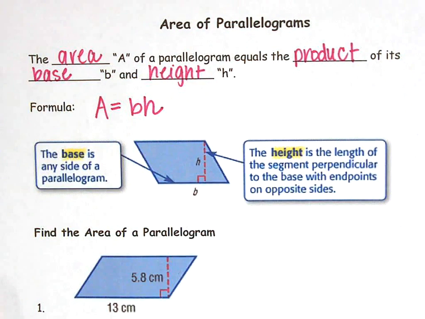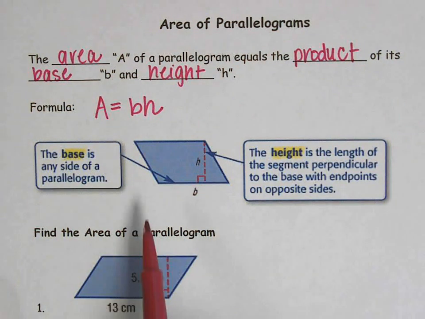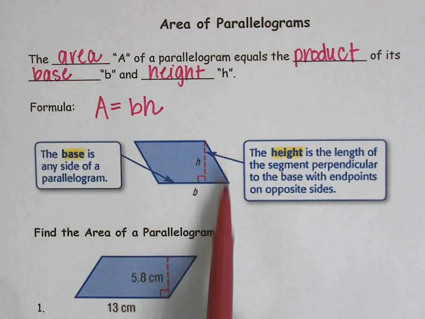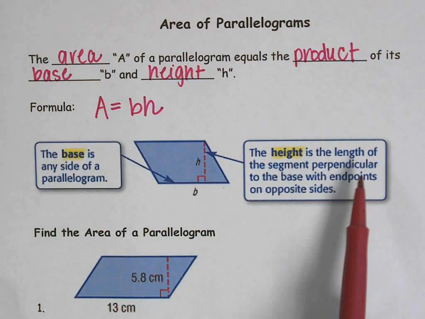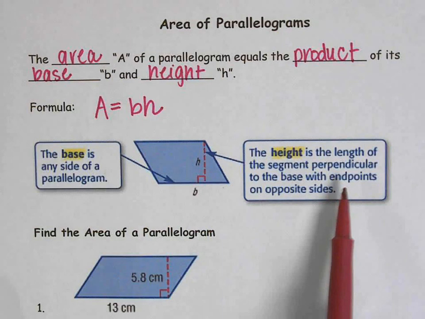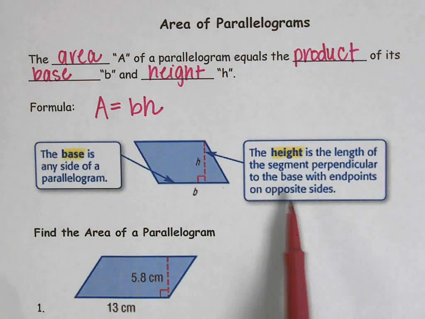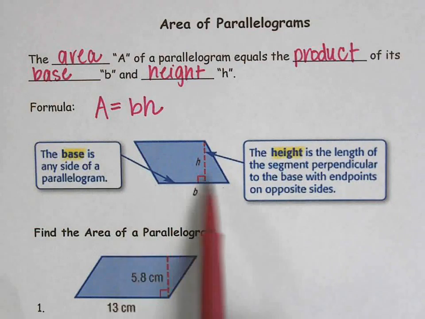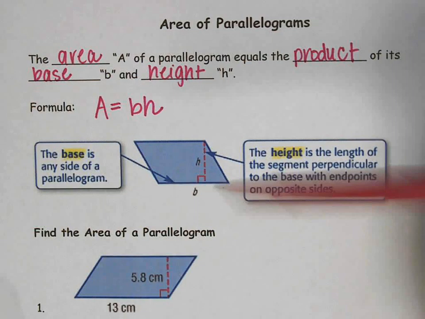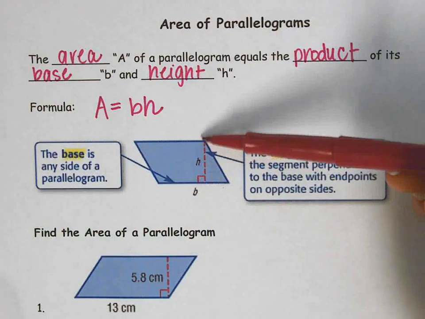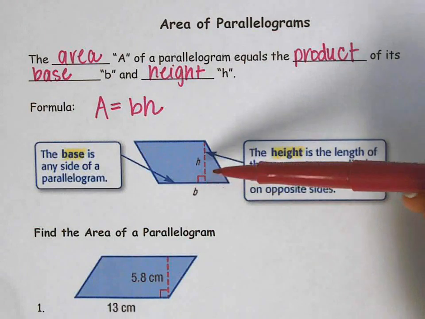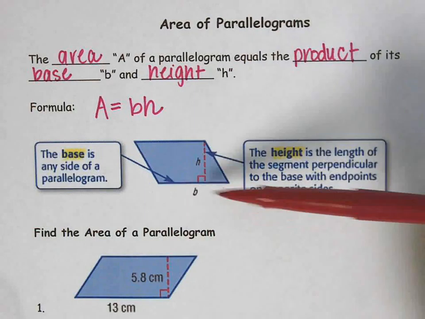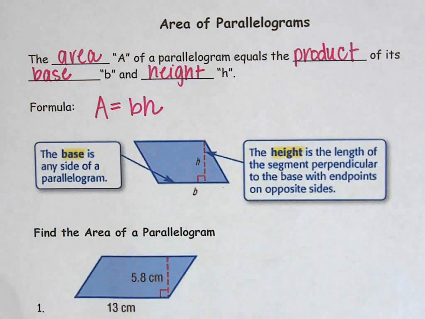When you're looking at a parallelogram, the base is going to be any side of that parallelogram. Okay? The height is the length of the segment that is perpendicular to the base with endpoints on opposite sides. So if we're using this side as our base, the height is going to be perpendicular, creating a right angle on both sides, okay, to that base. So the height is the perpendicular line segment to the base.